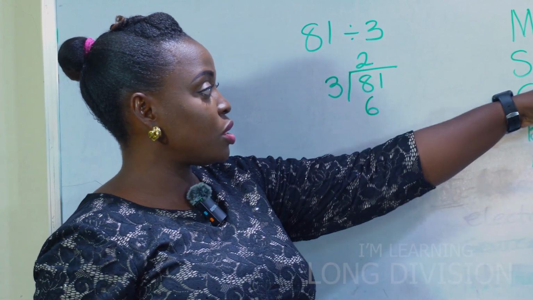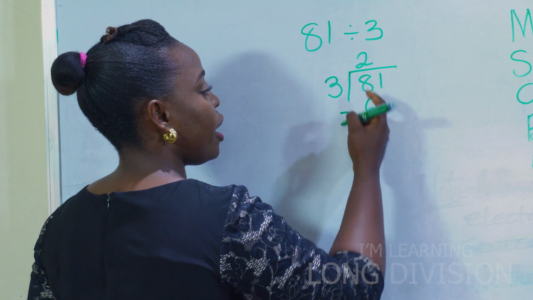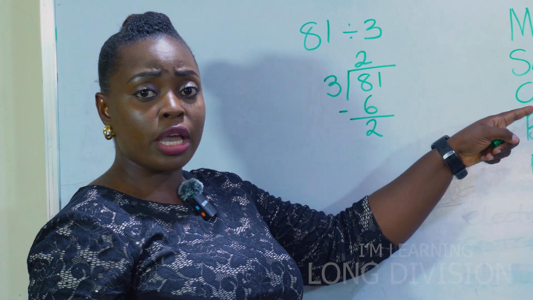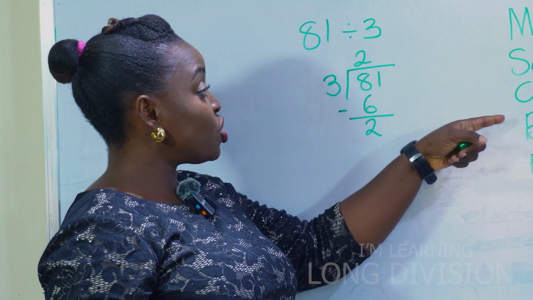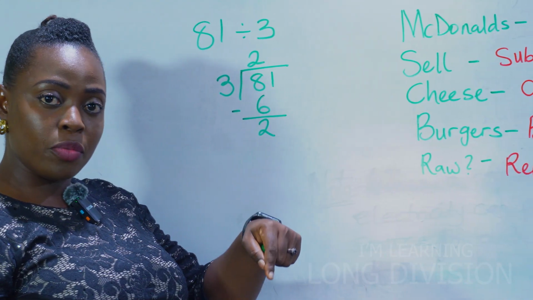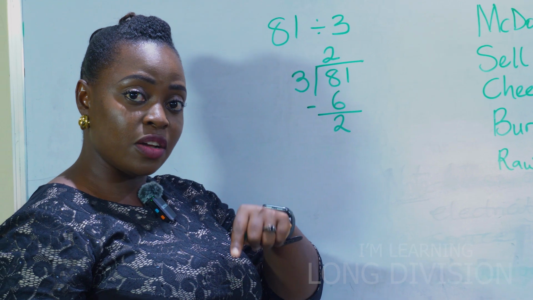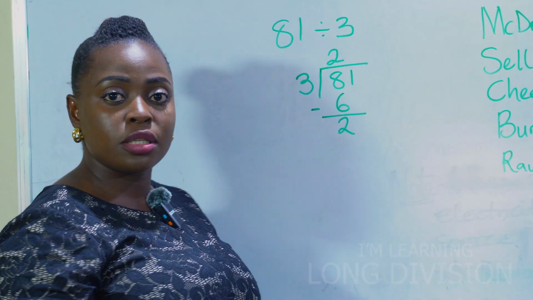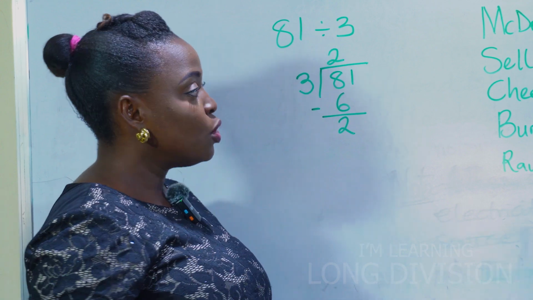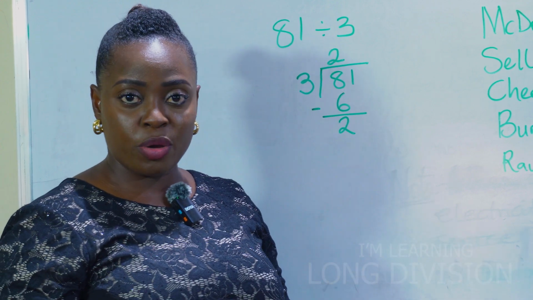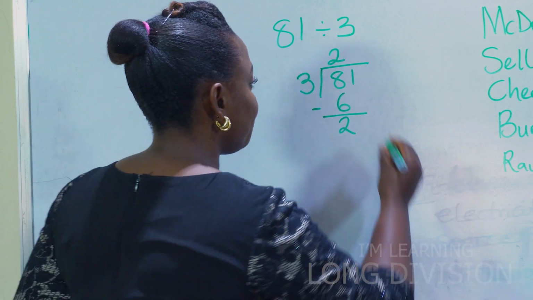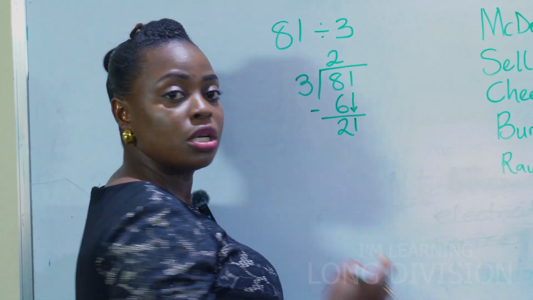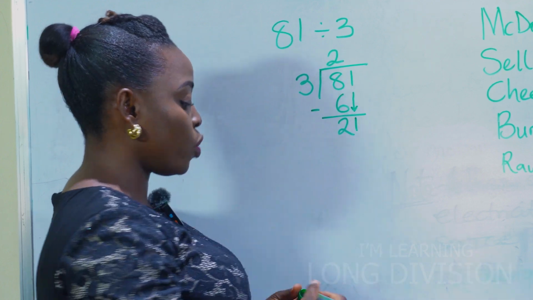The next thing we do is subtract. 8 minus 6 is 2. The next thing is we check. Now what are we checking for? We're checking to see if there is another number in our dividend that we haven't used yet. We haven't used 1 yet. Remember, we only used 8. So when we check and there is another number we haven't used, what do we do to that number? We bring it down. So that 1 comes to meet 2 and it becomes 21.